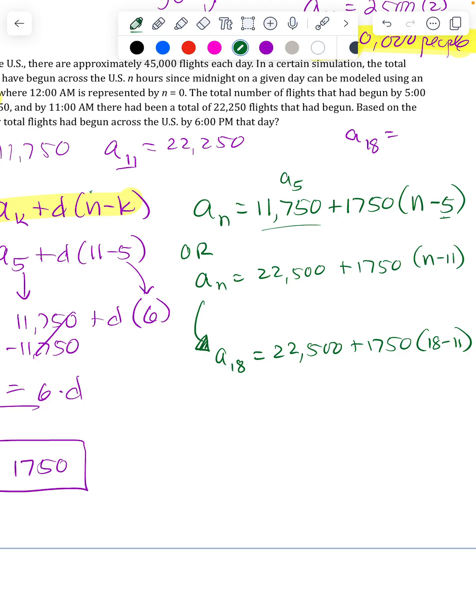So now I am doing some maths on my calculator. 22,250 plus 1,750 times 7. Why does he have a different answer? All right, so I am getting that 18 would have 34,750 people. Hang on, I'm using the other one real quick.